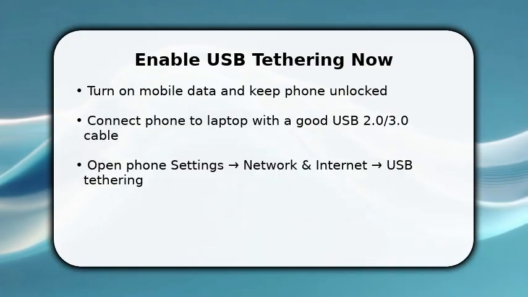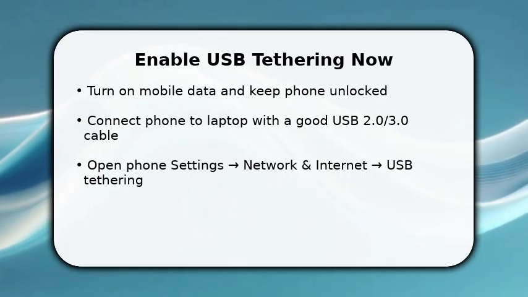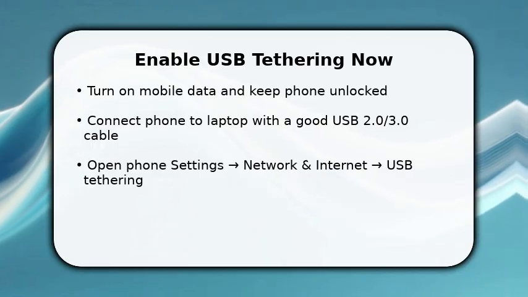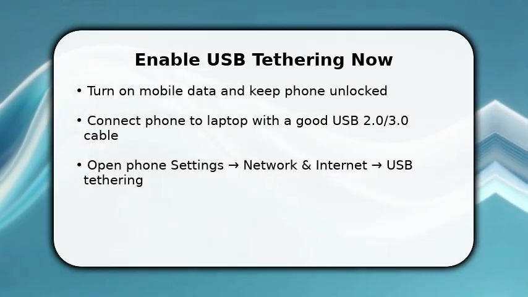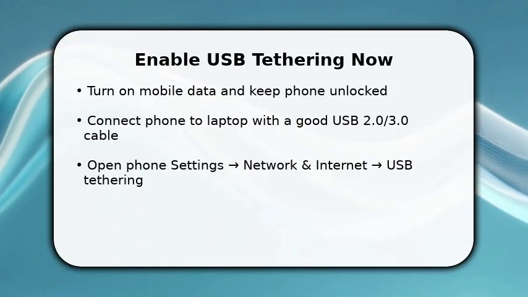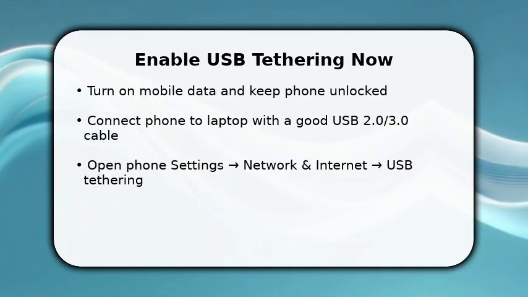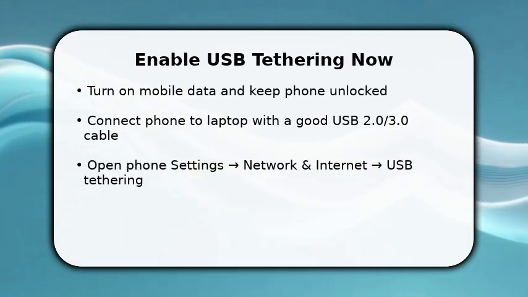You start by enabling mobile data and connecting the phone to the laptop with a quality USB cable. Once connected, swipe down and choose the USB connection type, then enable USB tethering in settings under Network and Internet. Make sure the phone remains unlocked and the screen stays on while the laptop detects the new interface.